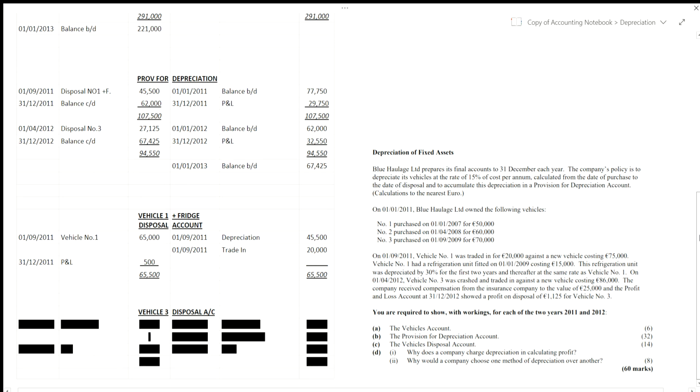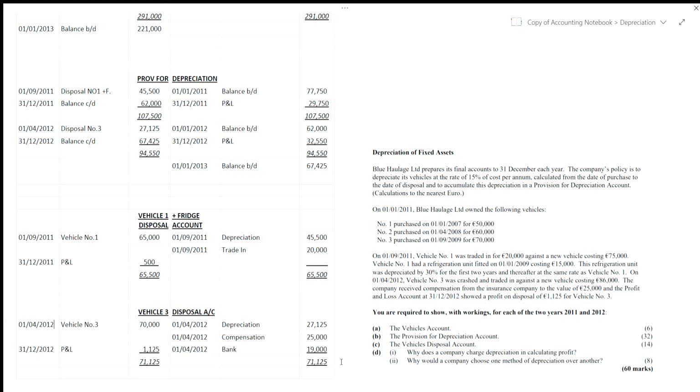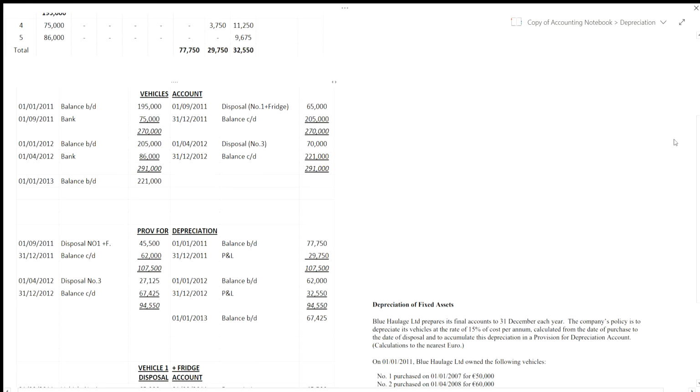The vehicle number 3 is our second one. Again, that was for 2012, so just kind of shaded that one out. There is one thing that I want to still shade out a second. The vehicle number 3, exact same thing. We look at the cost and we look at the depreciation. So vehicle number 3, this was my cost account. This is how much it cost when we got rid of it, 70 grand.